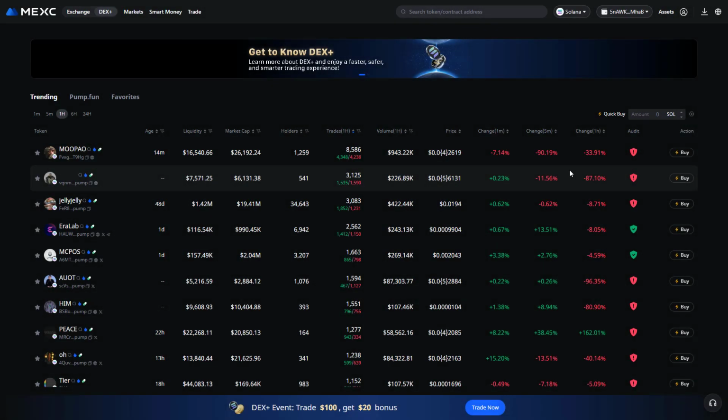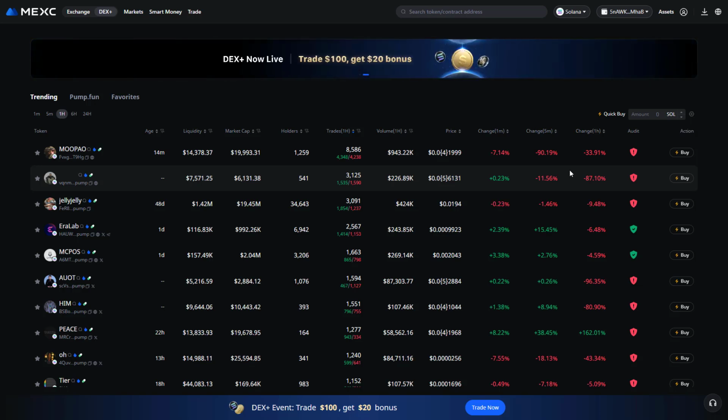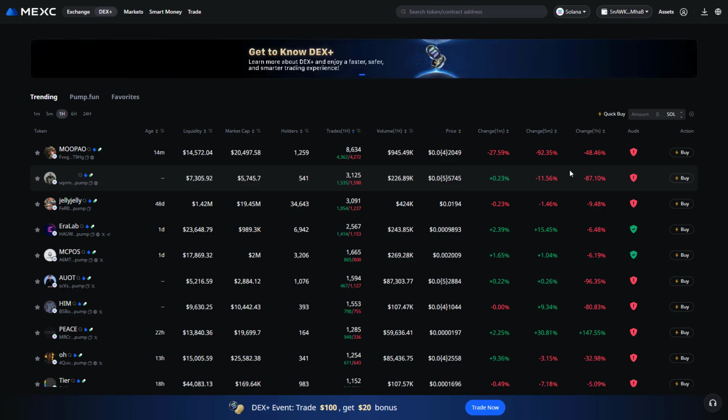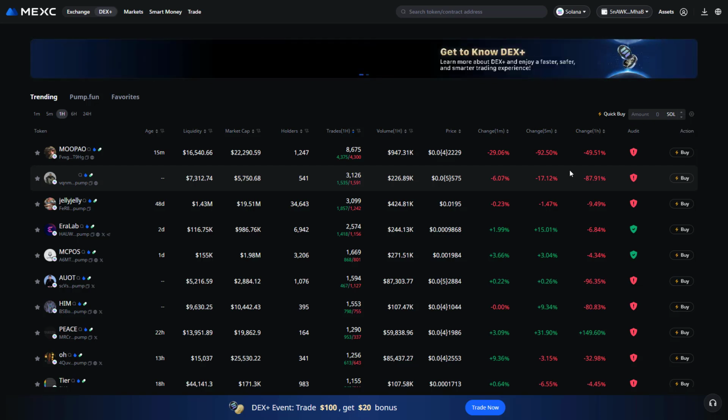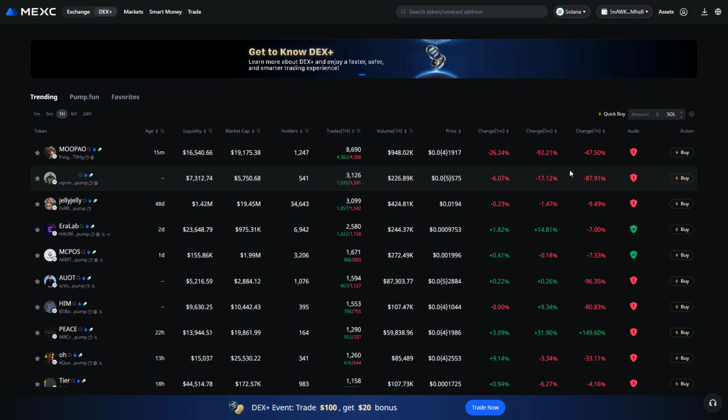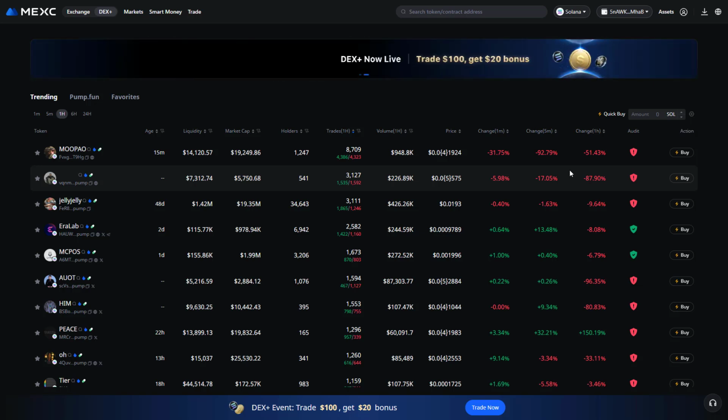So this is the MEXC DEX Plus platform, a decentralized exchange (DEX) aggregation platform that integrates multiple DEXs to offer users the best trading routes, minimizing slippage and optimizing trading costs. As MEXC's trading solution, DEX Plus supports trading for over 10,000 on-chain assets, ensuring users always receive the best price and enjoy a seamless DEX trading experience.